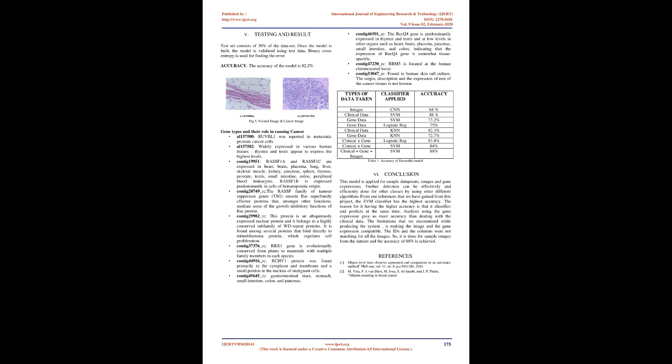Contig47230_RC. RBM5 is located at the human chromosomal locus. Contig53047_RC, found in human skin raft culture. The origin, description, and the expression of the rest of the cancer tissues is not known.